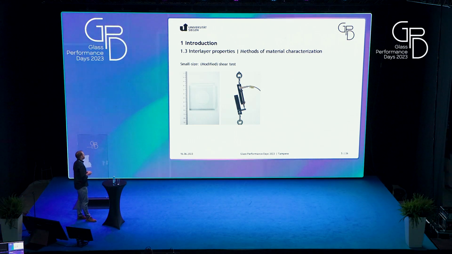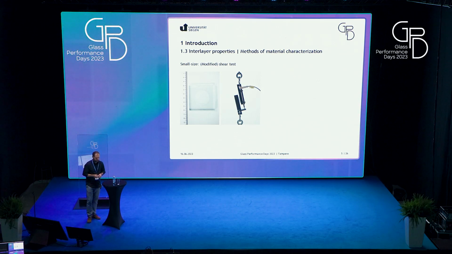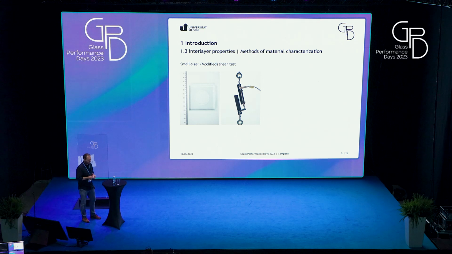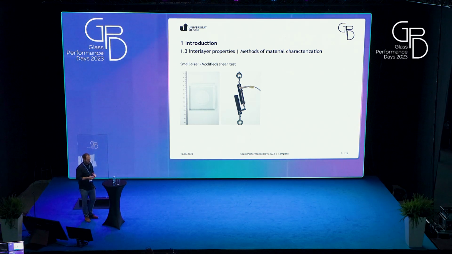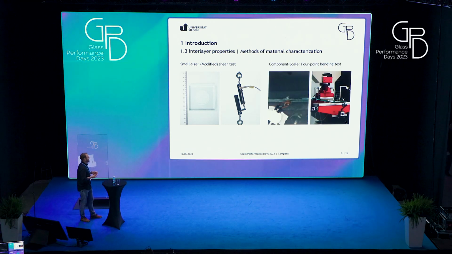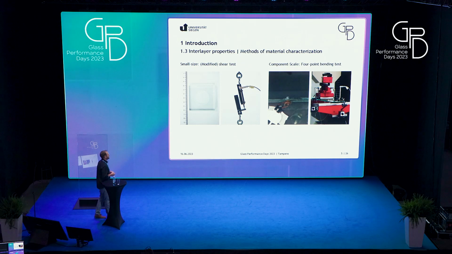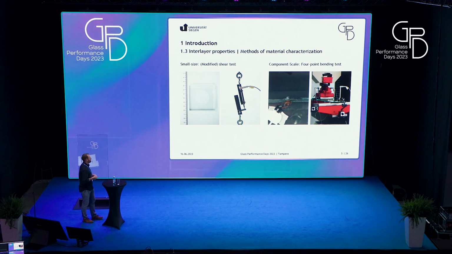That is a shear test. It's a modified shear test, similar to the two-rail shear test, that you can use too. And on the right, we have the component scale test. It's the 4-point bending test, and this picture we will see again later in chapter 3.